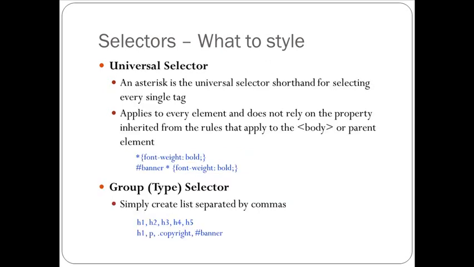It's pretty simple. There is a universal selector. This is just an asterisk. This is shorthand for selecting every single tag. It would apply to every element and does not rely on a property that's inherited from the rules that apply to the body or parent element. So it never considers what it's inheriting. It's going to apply this style to it.